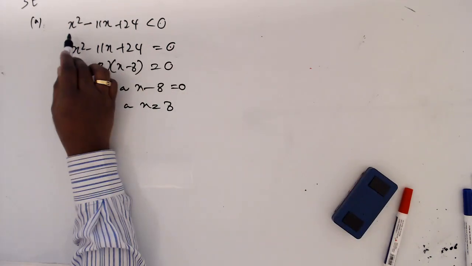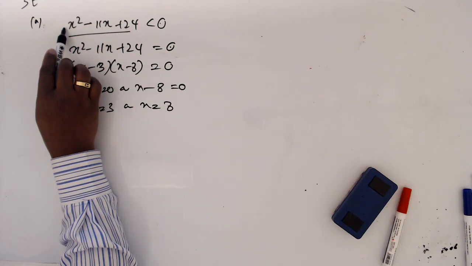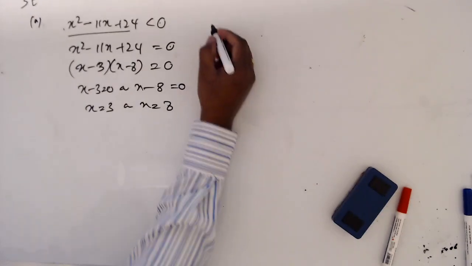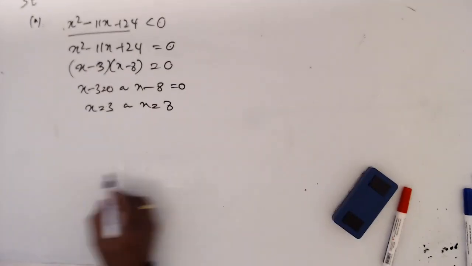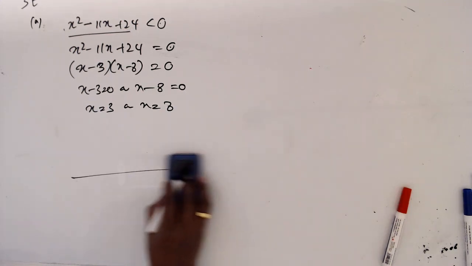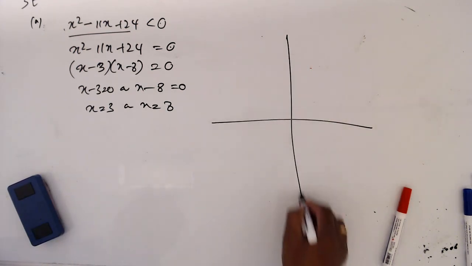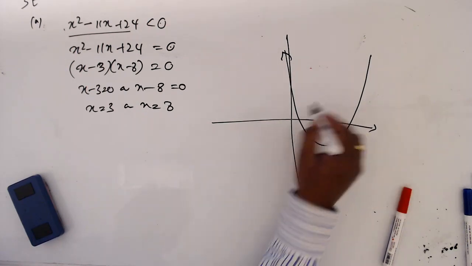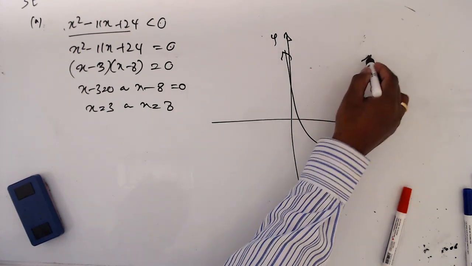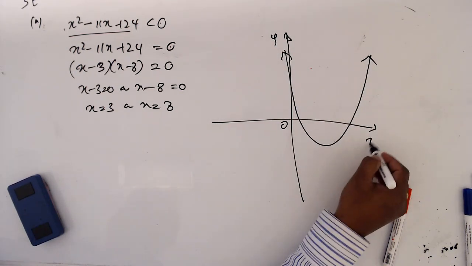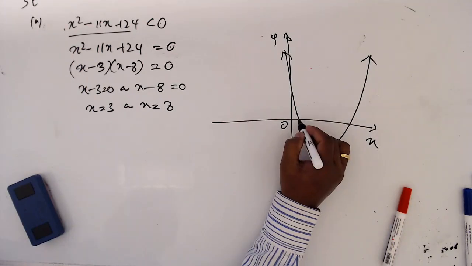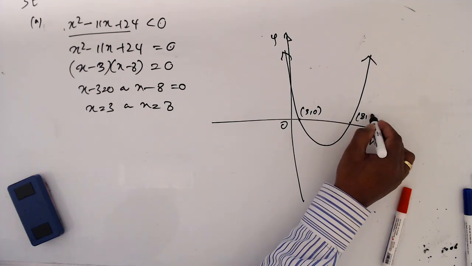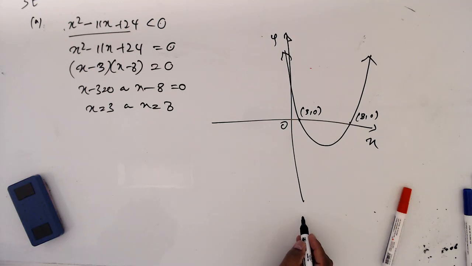Now this is a quadratic graph. The a value is greater than 1, so it has a minimum. And this kind of graph is going to be like this. This is x and this is y. This is (3, 0) and this is (8, 0).